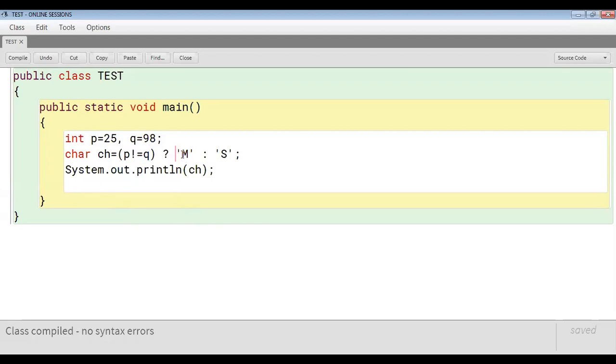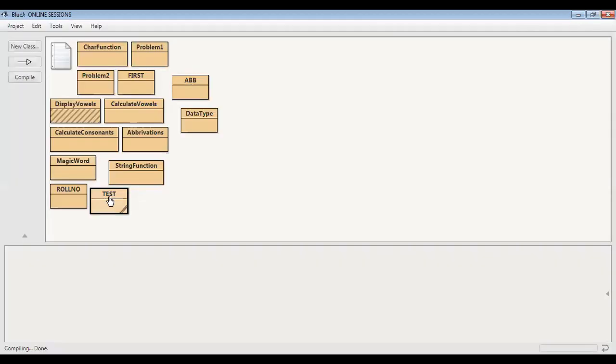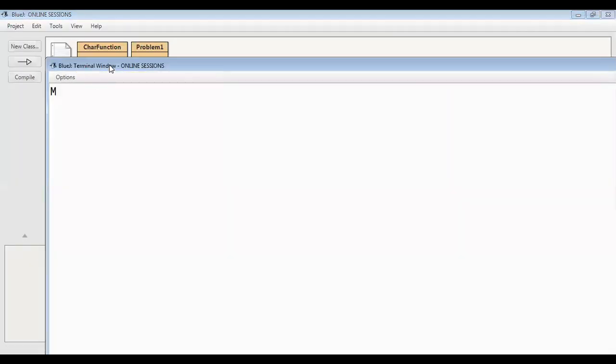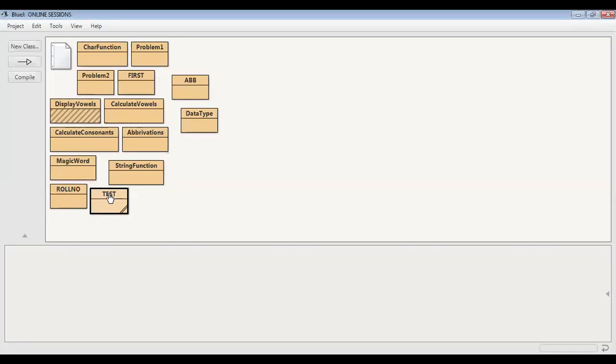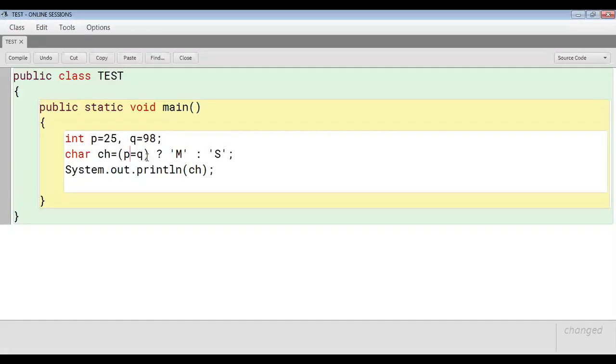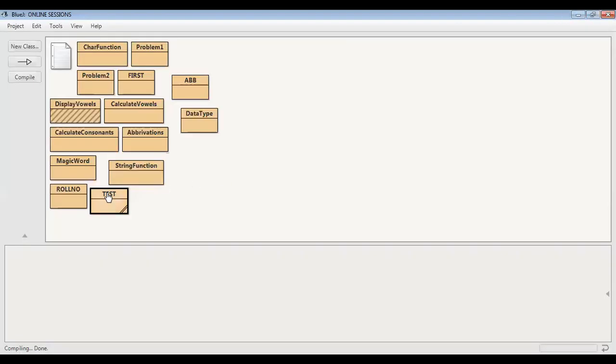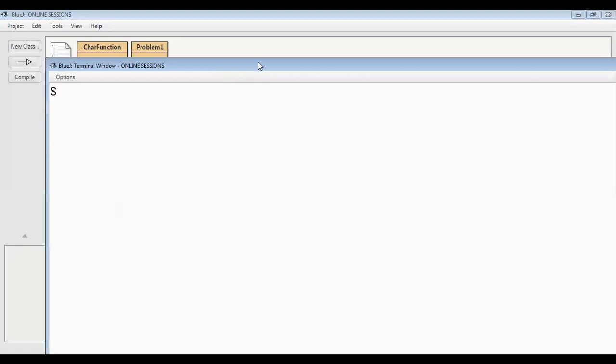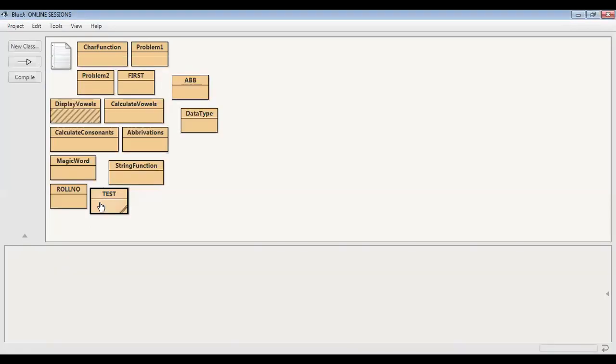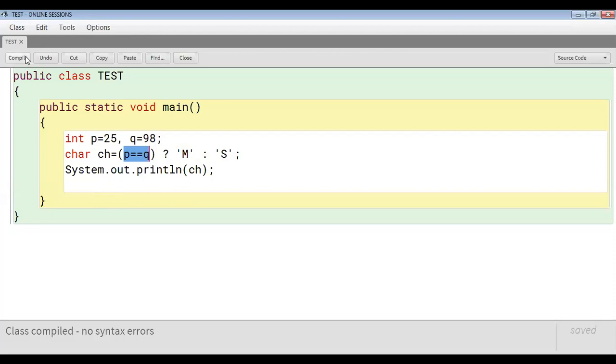And since this expression is coming out to be true, this value, M, will get stored in the variable CH. Here you will find the value of CH is M. Okay. And if I use is equal to, now is P equal to Q? No. So this expression is coming out to be false, and that's why now you will find the answer is coming out to be S. So I hope your idea is quite clear now on how we use the ternary operator.